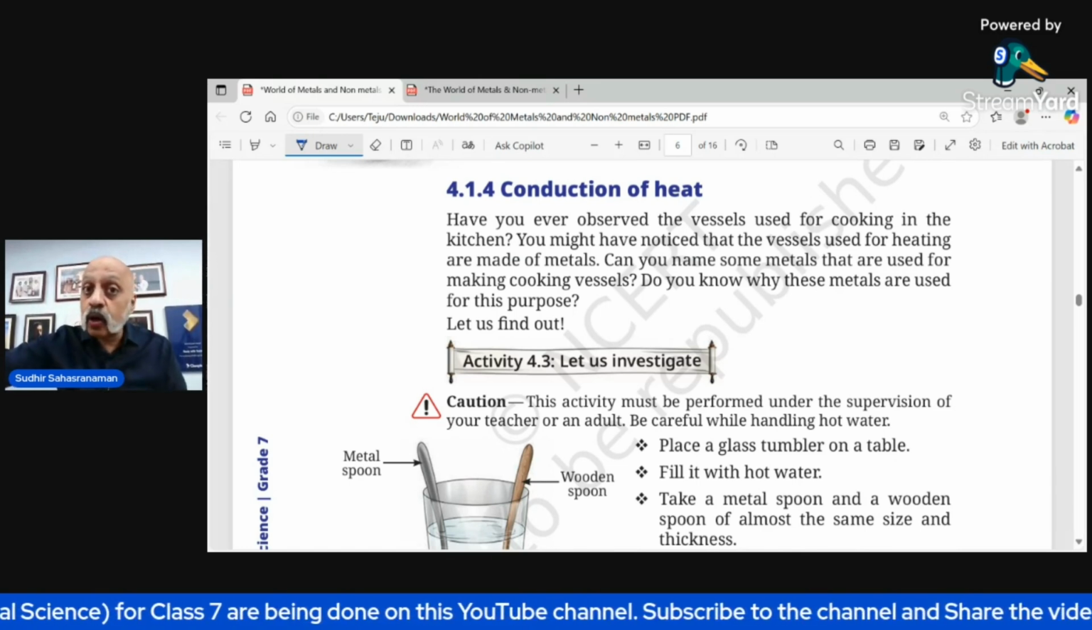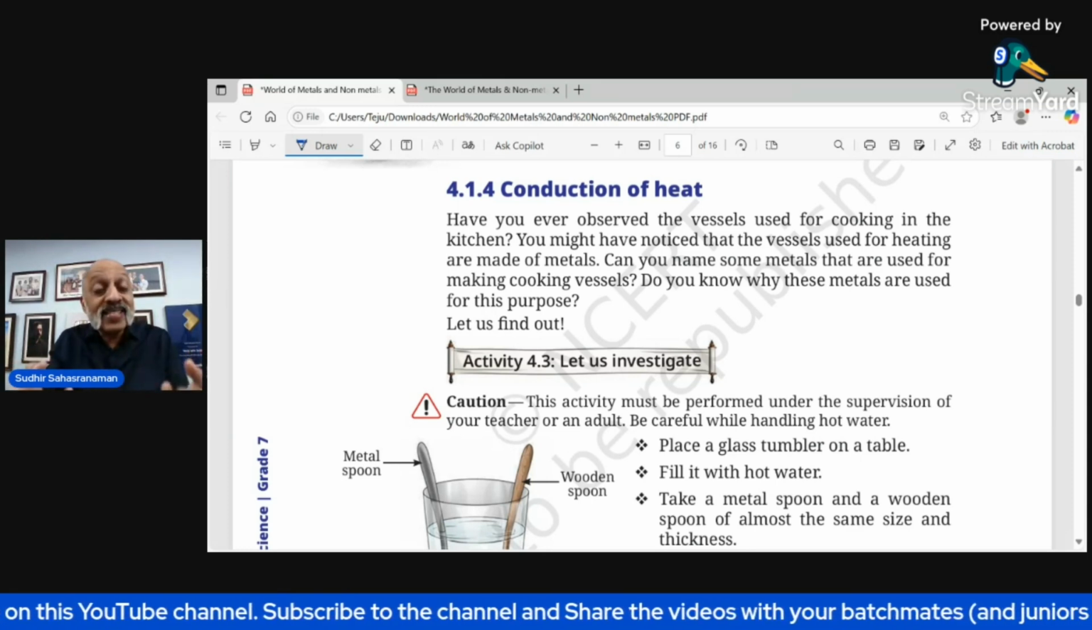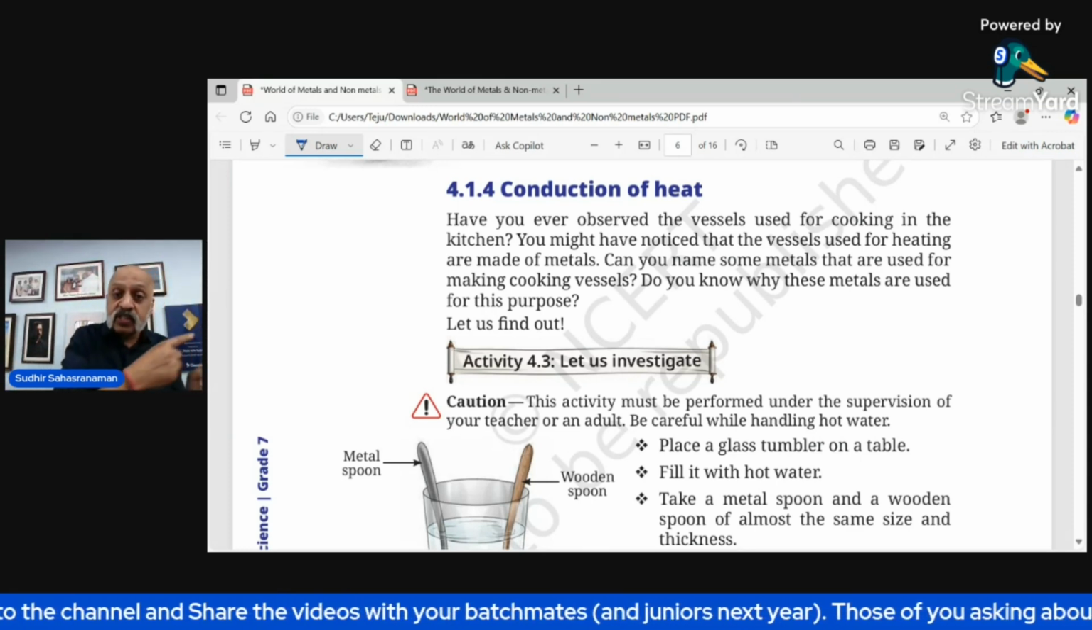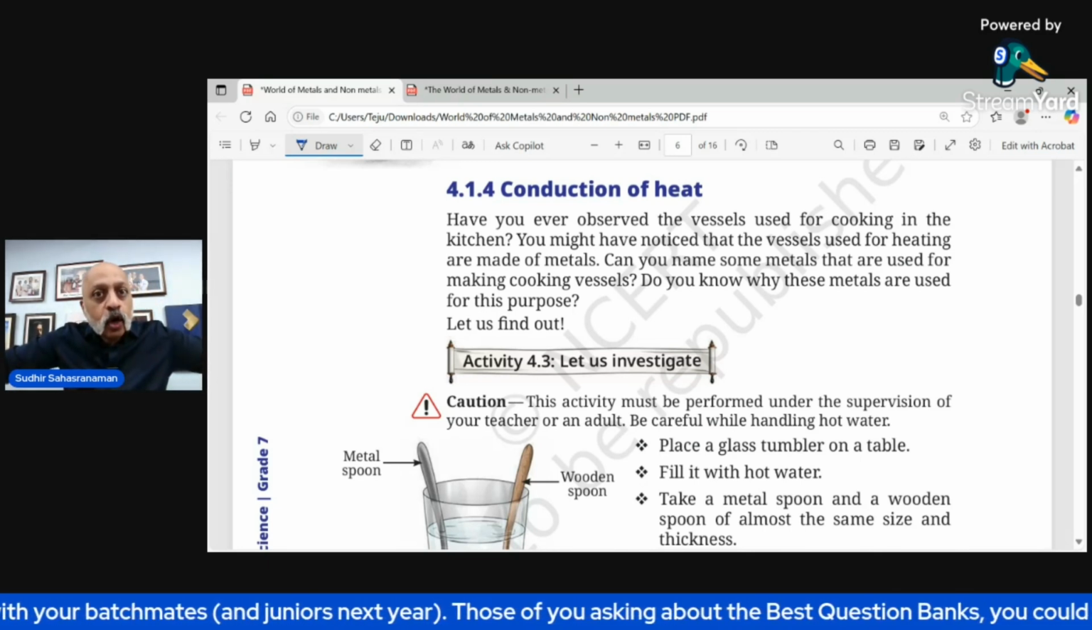Whereas if the handle also was made of iron, the moment you touch it, because it is a conductor of heat, about which we have already studied conductor of electricity in the previous chapter, conductor of heat means heat will be transmitted. So you cannot hold it, right?